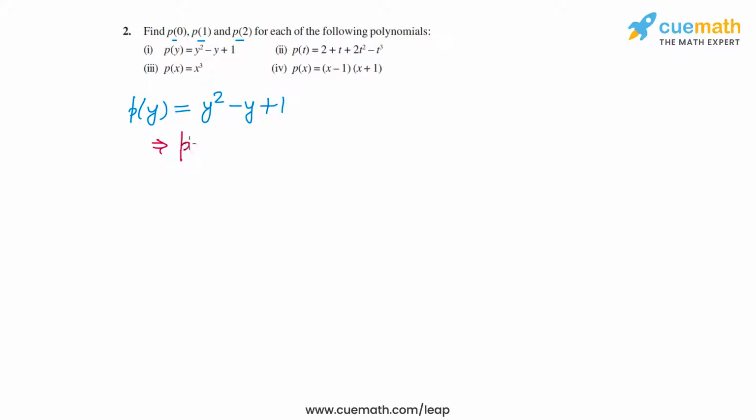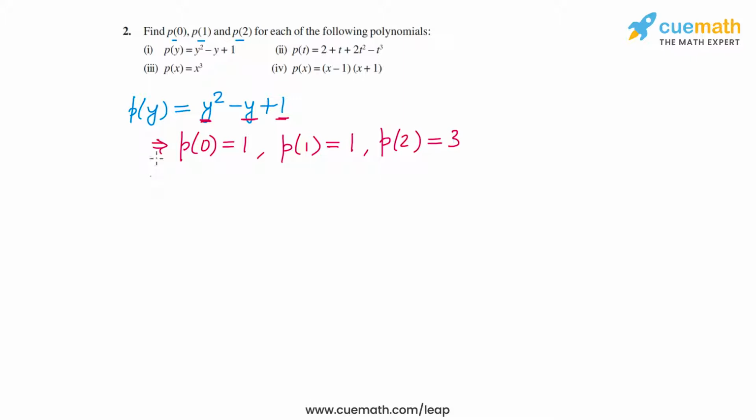So P of 0 will be, instead of y, we substitute 0. So 0 square minus 0 plus 1. So P of 0 will be 1. Then P of 1 will be 1 square minus 1 plus 1. So 1 minus 1 cancels, so you only have 1. So P of 1 is also 1. And then P of 2 is 2 square, that's 4, minus 2, so that's 2, plus 1. So P of 2 is equal to 3.